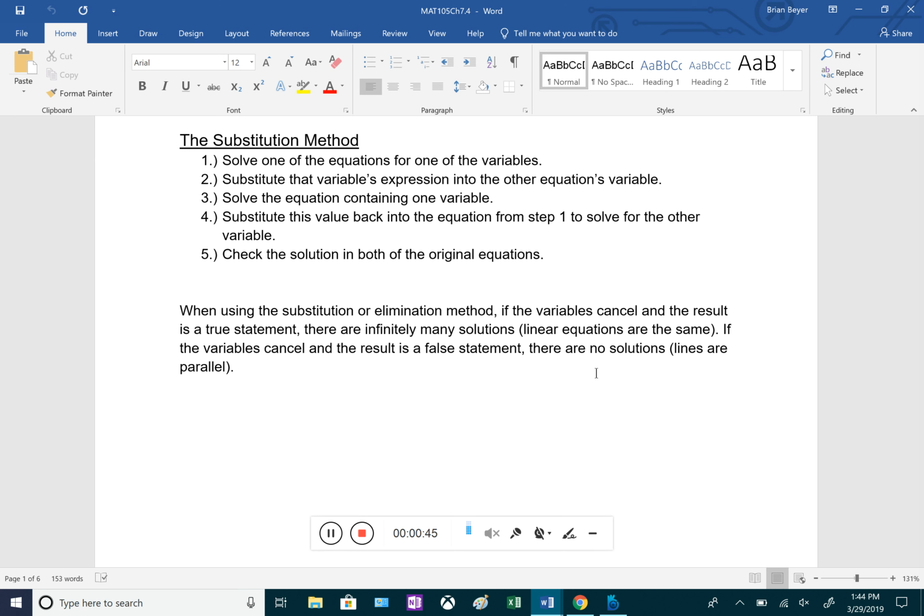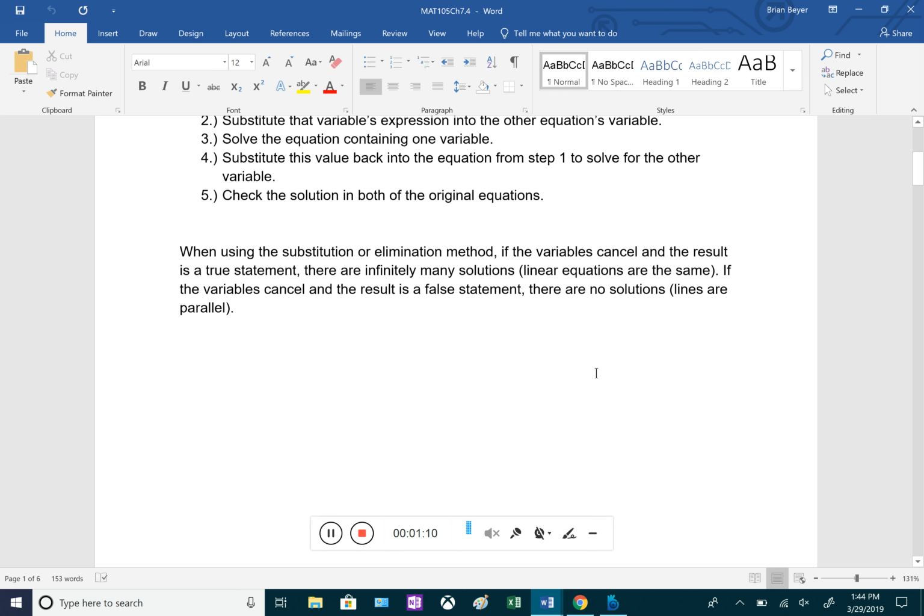Then we're going to substitute that expression for that variable into the other equation. Then we're going to solve the equation with one variable. Then we're going to substitute the value back into the equation from step one to solve for the remaining variable, and then we're going to check our answers in both of the equations. We'll see how we do this in an example. It probably seems pretty confusing for the steps.